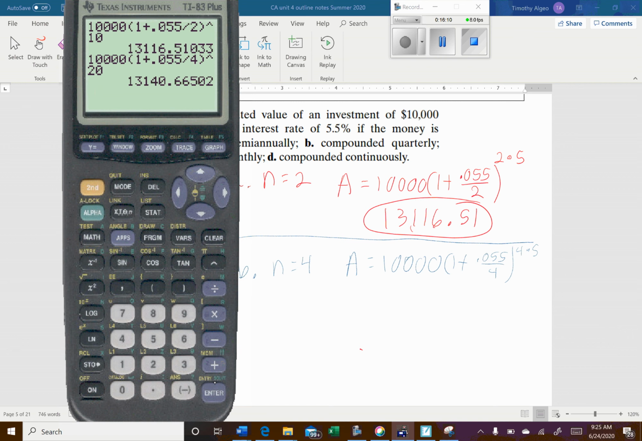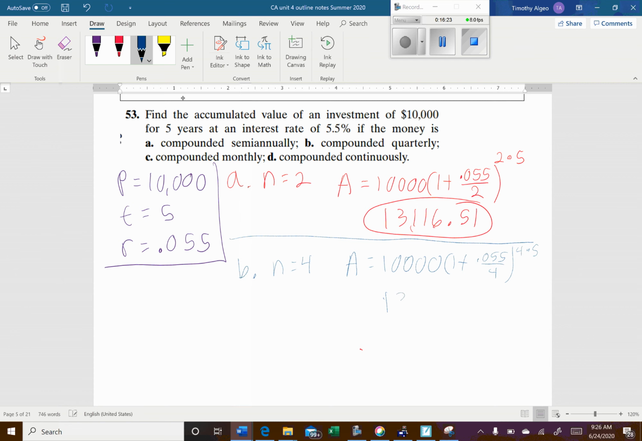So let's see, 13,140, and that's gonna round us to 67 cents right there. So you have to be careful on your rounding. So let's see, 13,140 and 67 cents. Okay, pull that back up.